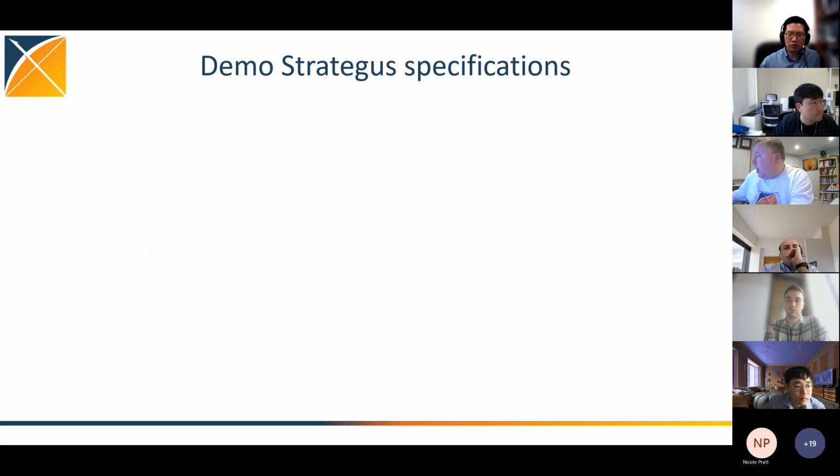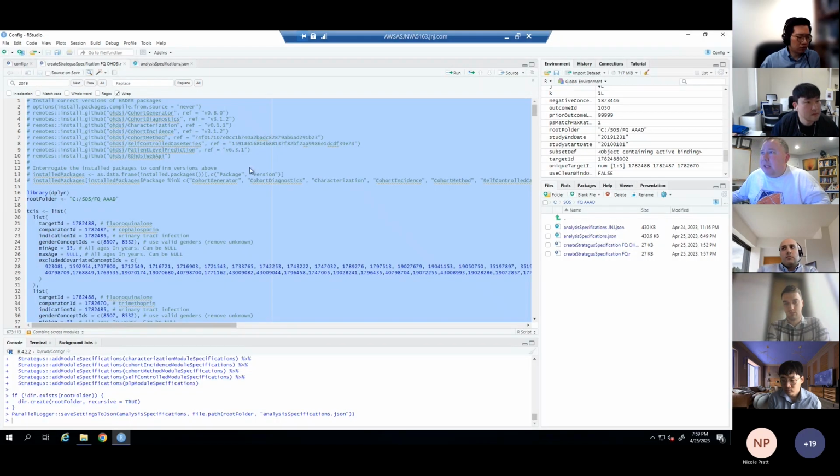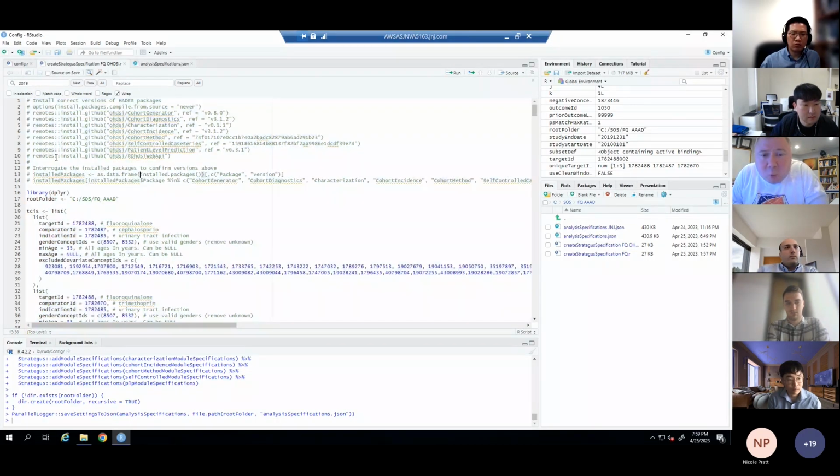So I'm going to quickly highlight, I just went through an awful lot very quickly. And I know I only have 1 minute left, but I want to highlight how simple this actually works as it relates to the Strategus pipeline. Even though we just went through a whole raft of different methods, the process for creating one standard input file is actually pretty straightforward. We basically have a single R script that will allow us to create the Strategus specification.